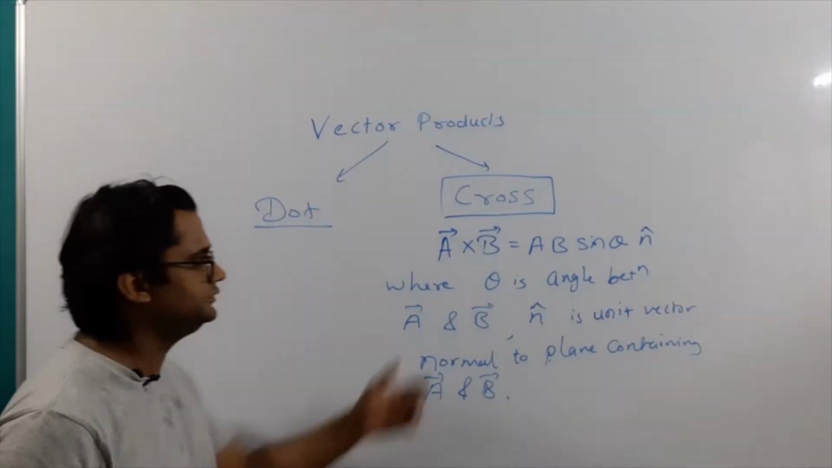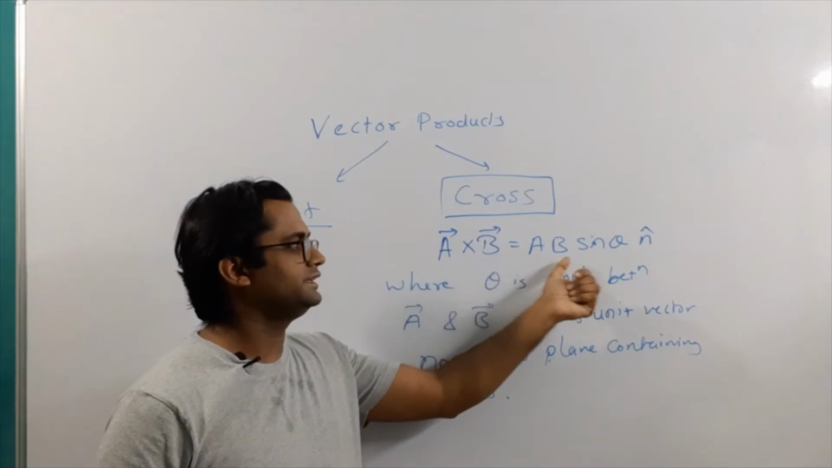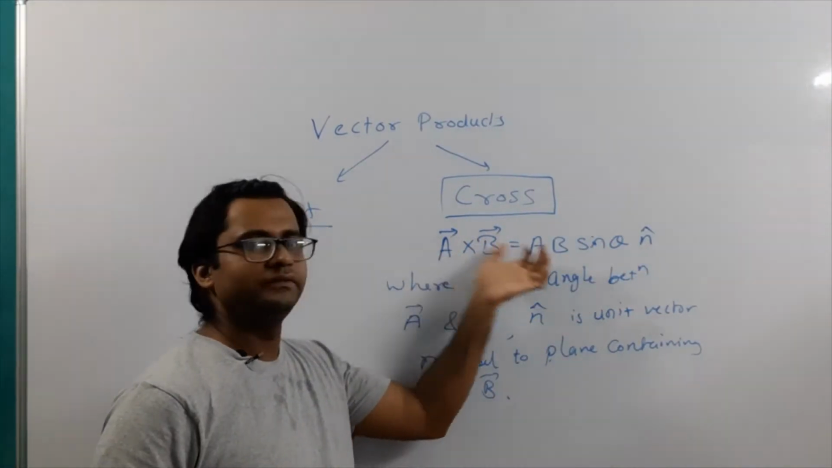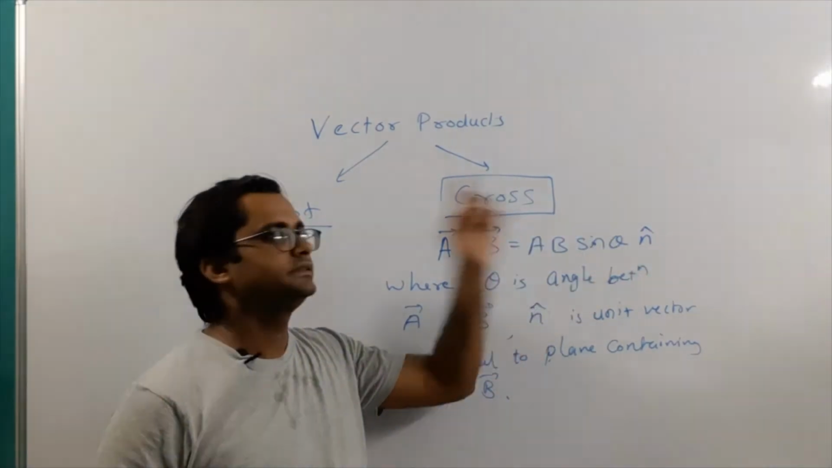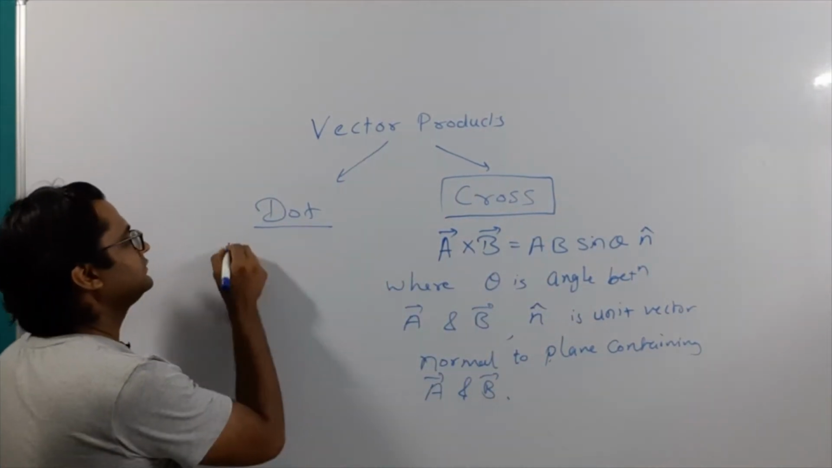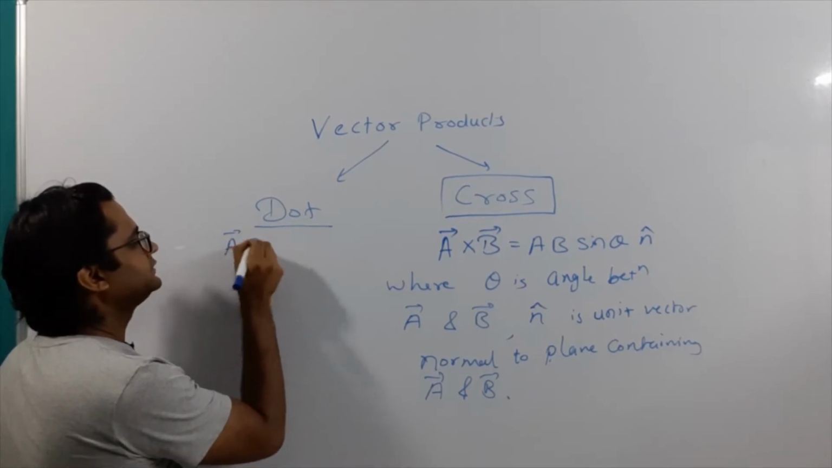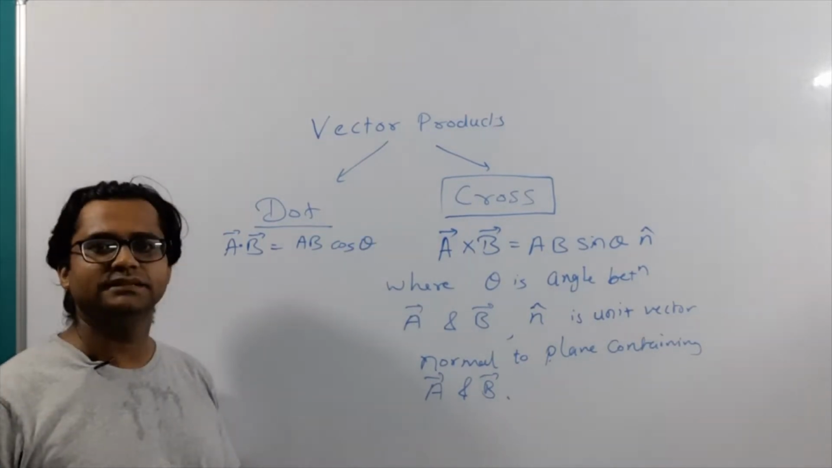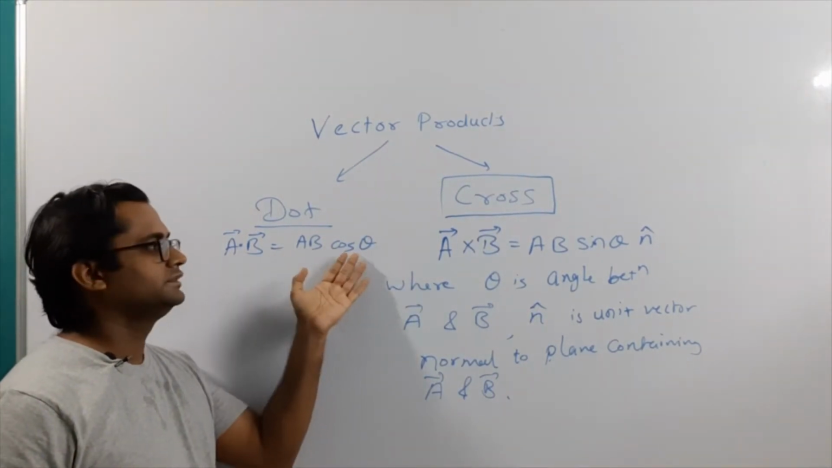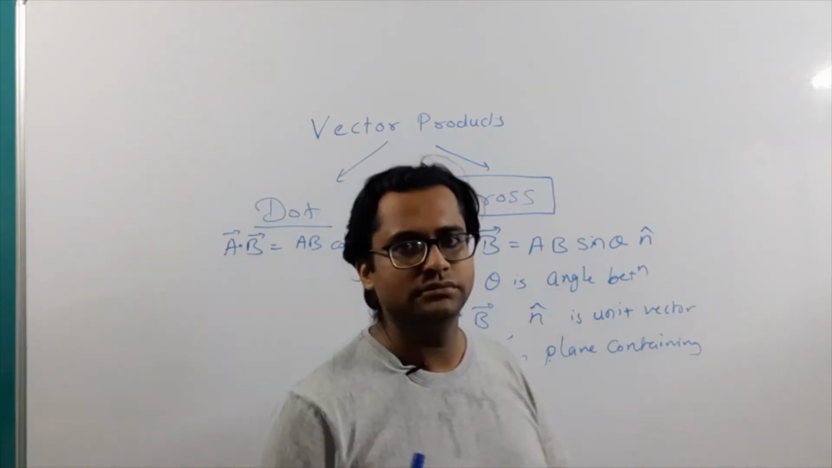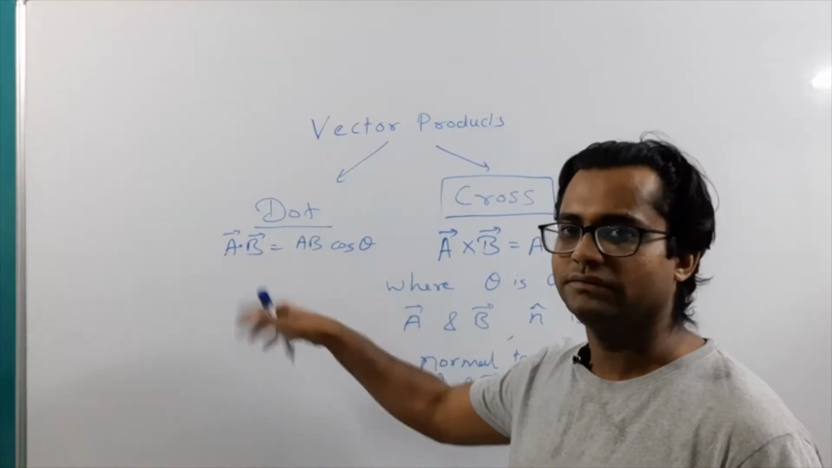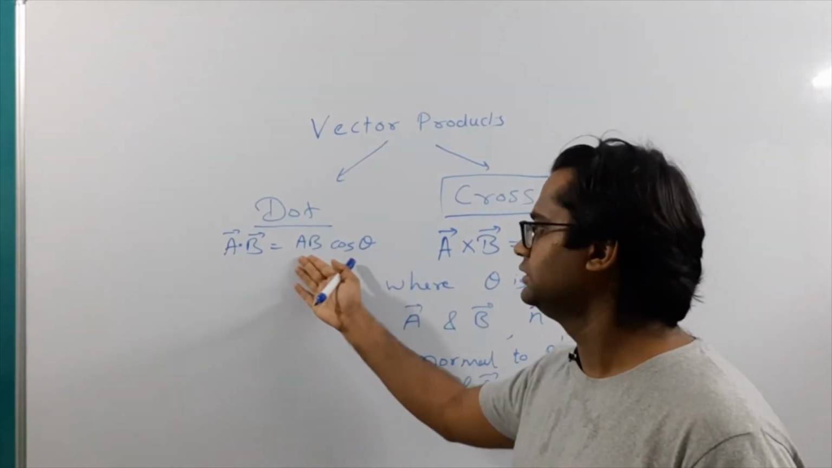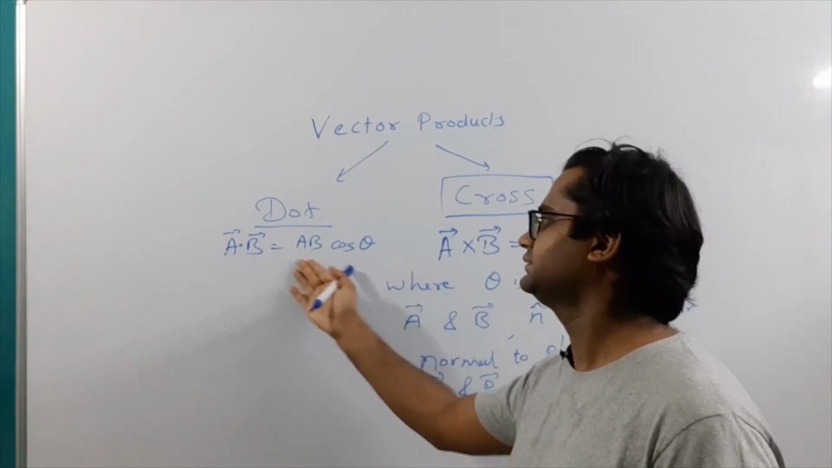Suppose now if you look at this, a bar cross b bar is ab sin theta n cap. So there is a unit vector in the answer. It means this product will give you a vector answer. Okay, if you remember in dot product, what we got is a bar dot b bar was ab cos theta, but there was no i, j, k, n cap, any kind of unit vector in the answer. It means when we multiply two vectors using dot product, what we get as a result is a scalar quantity. This is a scalar quantity since there is no unit vector or there is no vector term in this answer.